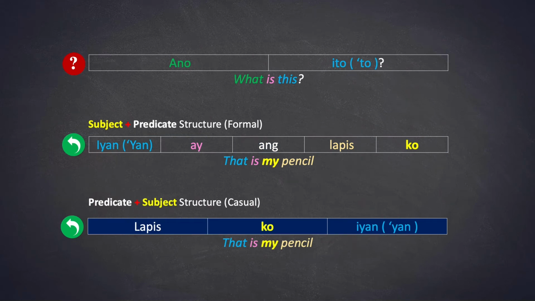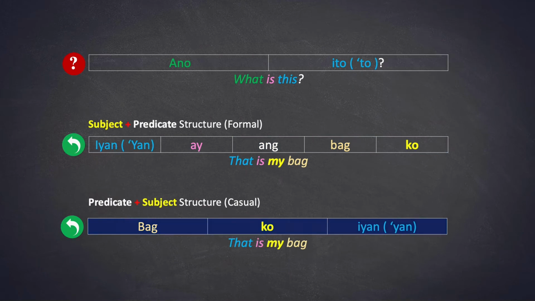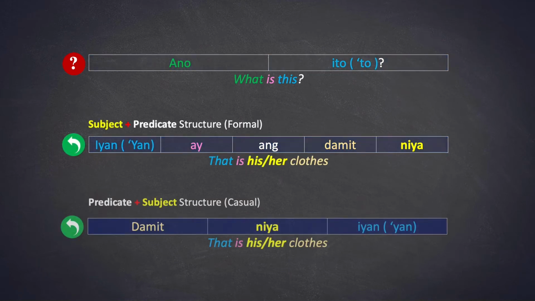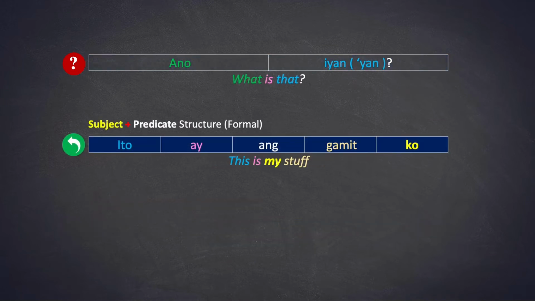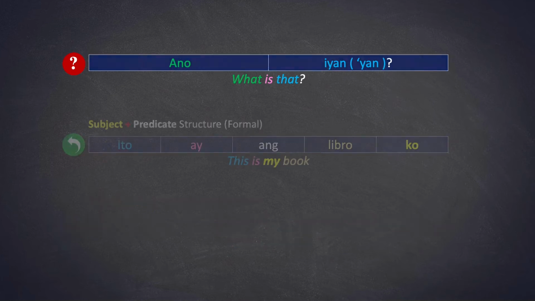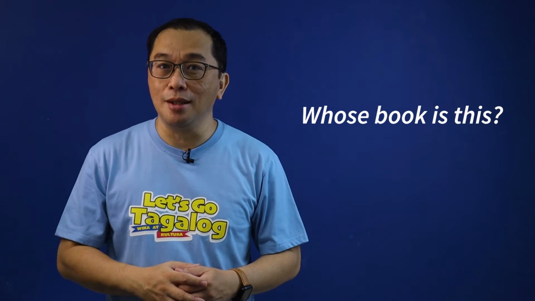Let's try some more. Ano ito? Iyan ay ang bag ko. Bag ko iyan. Ano ito? Iyan ay ang damit niya. Damit niya iyan. Ano iyan? Ito ay ang gamit ko. Gamit ko ito. Ano iyan? Ito ay ang libro ko. Libro ko ito. Okay, you must be wondering how to say whose book is this.